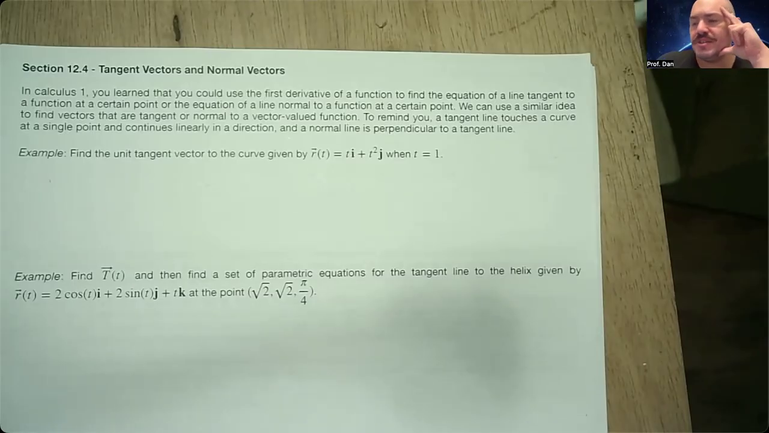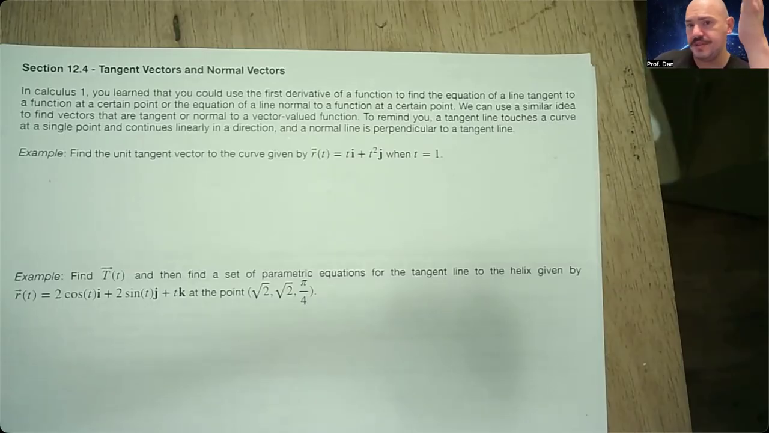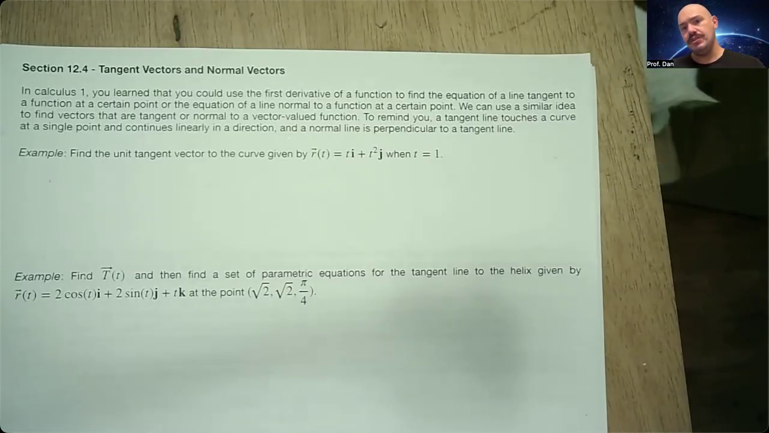All right, so we have something similar when we talk about vector valued functions, except instead of talking about a tangent line, which we can and we will in one of the examples, we talk about a tangent vector, right? So we have a tangent vector, we have a normal vector, right? And just FYI, normal again just means perpendicular. In this case, a normal vector would be perpendicular to the tangent vector.